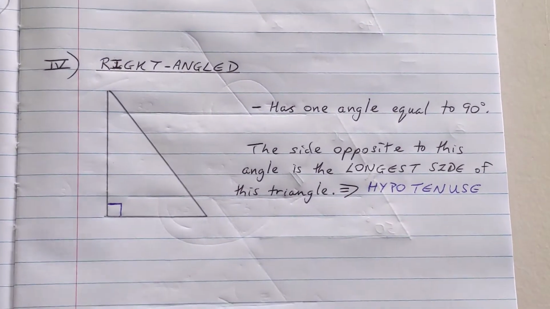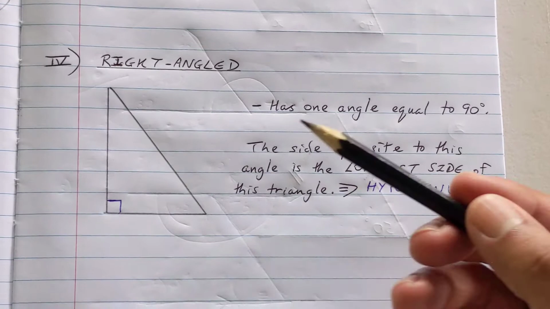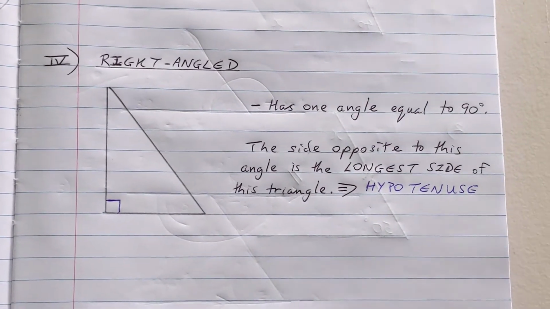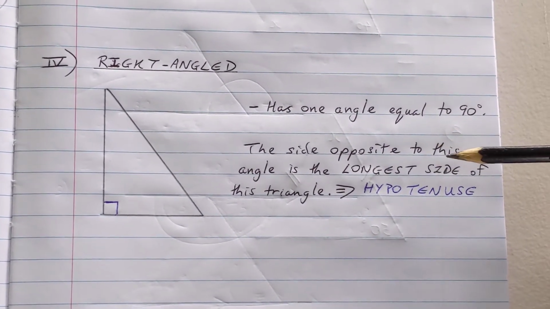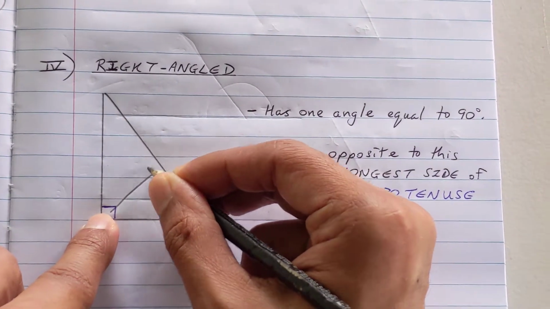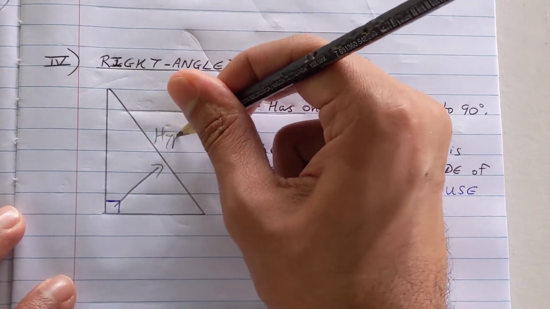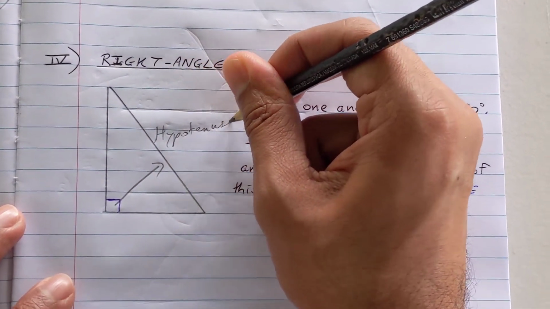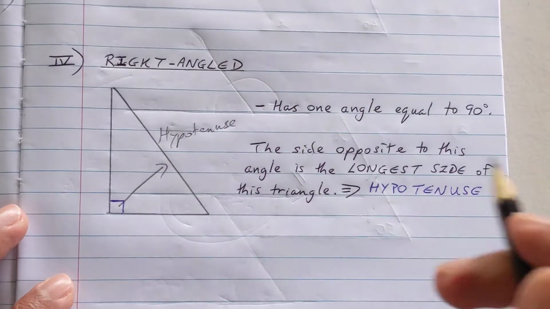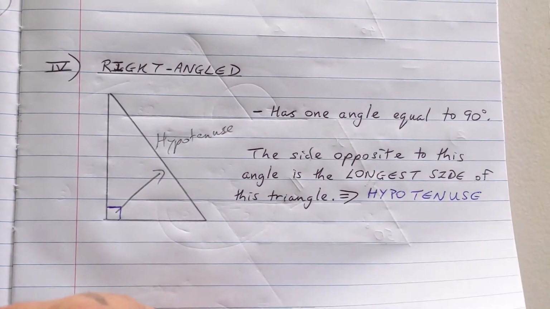And in the right angle triangle, we have one angle equal to 90 degrees, which is the box. That's the right angle where the triangle is going to get its name from. And the side opposite to this angle is the longest side of this triangle. So opposite to this angle, we have the longest side of this triangle, and the fancy name we give to the longest side of this triangle is the hypotenuse. And you'll see this more a little later when we're doing questions specifically related to the right angle triangle.